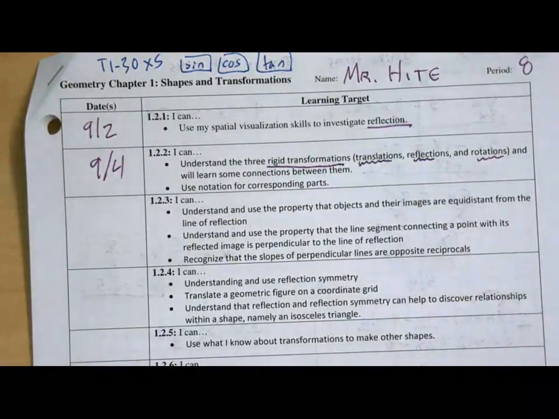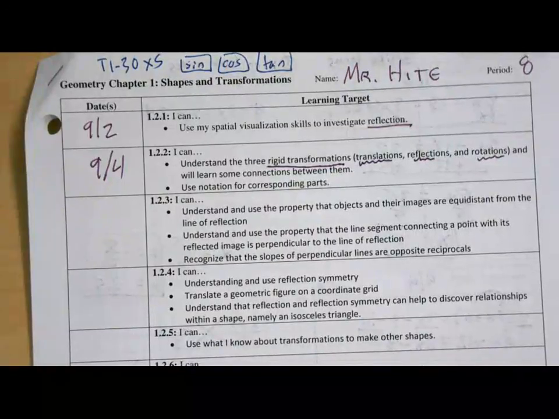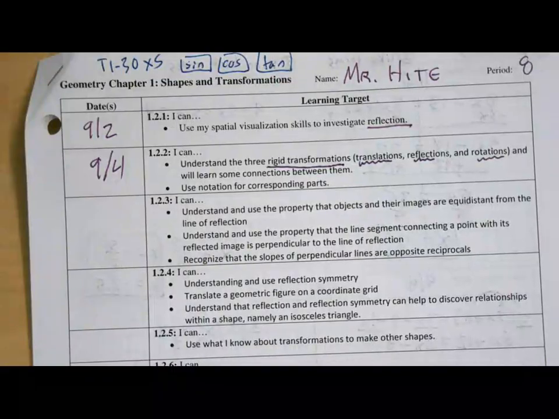So at the end of the class, I'm going to ask you what's special about a rigid transformation. You're going to tell me those two things, which I haven't taught you yet. And then I'm going to ask you, can you name me the three rigid transformations? And I hope that you'll be able to say translate, reflect, and rotate.